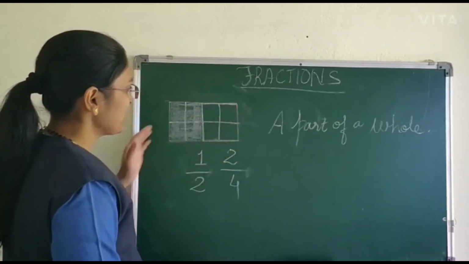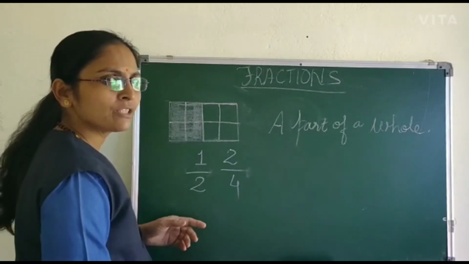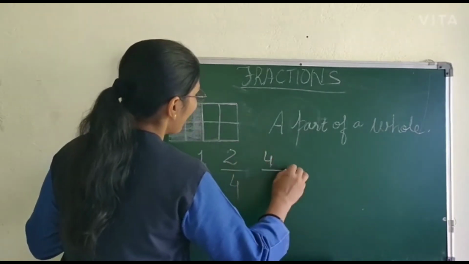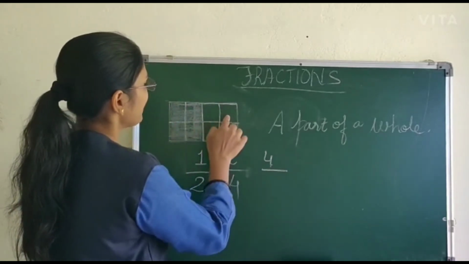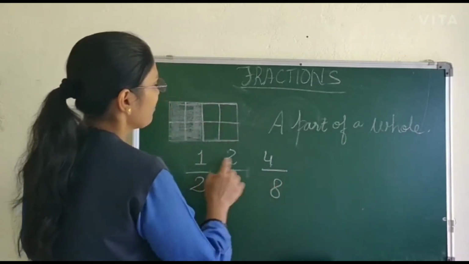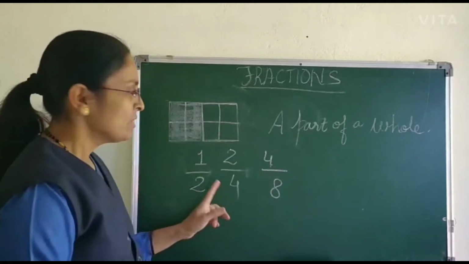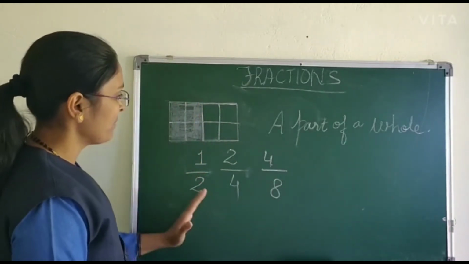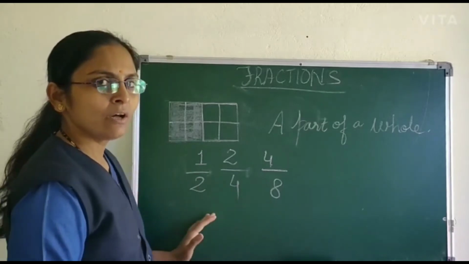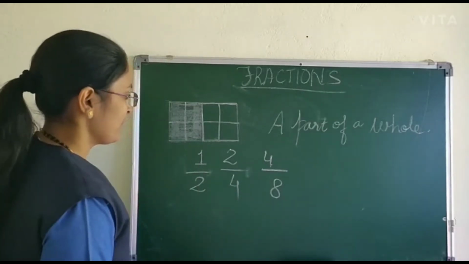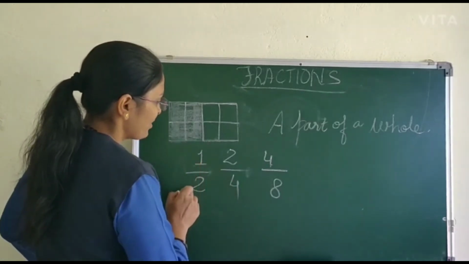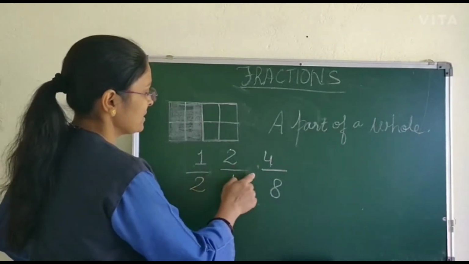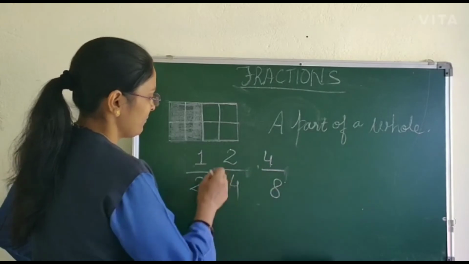Now what is the fraction of the shaded portion? 1, 2, 3, 4, 4 out of what? 5, 6, 7, 8. 4 out of 8. So see this, the shaded portion in this figure is the same, but in the fractions all the numbers are different. This is 1 upon 2, this is 2 upon 4 and this is 4 upon 8. But all these fractions are equal.